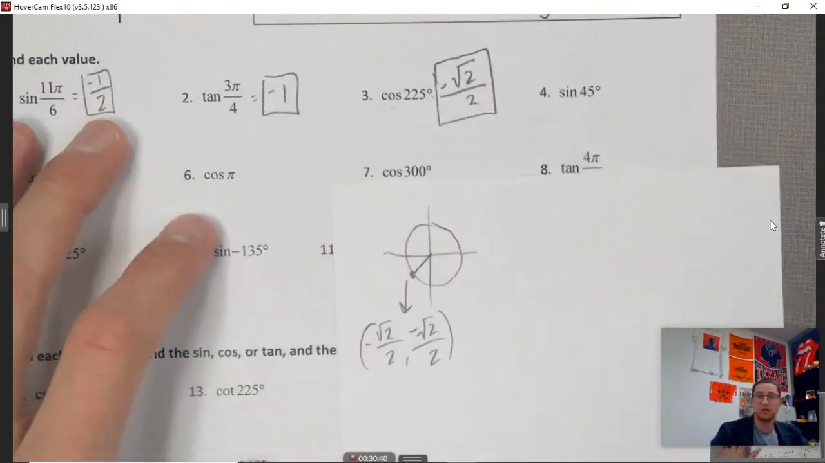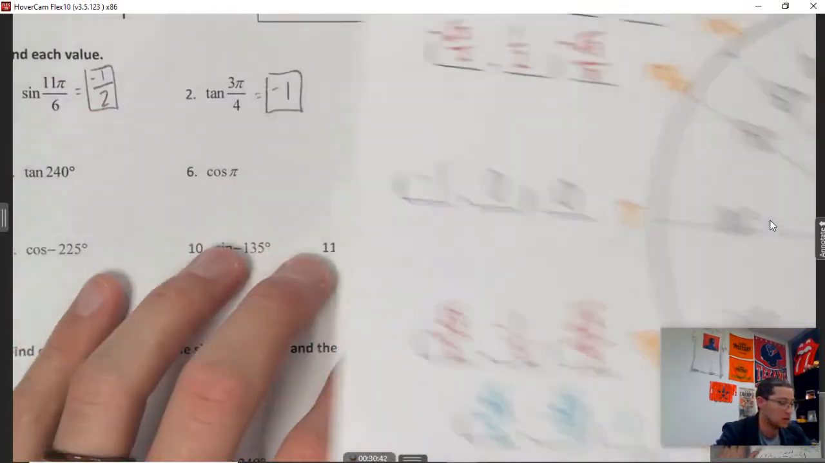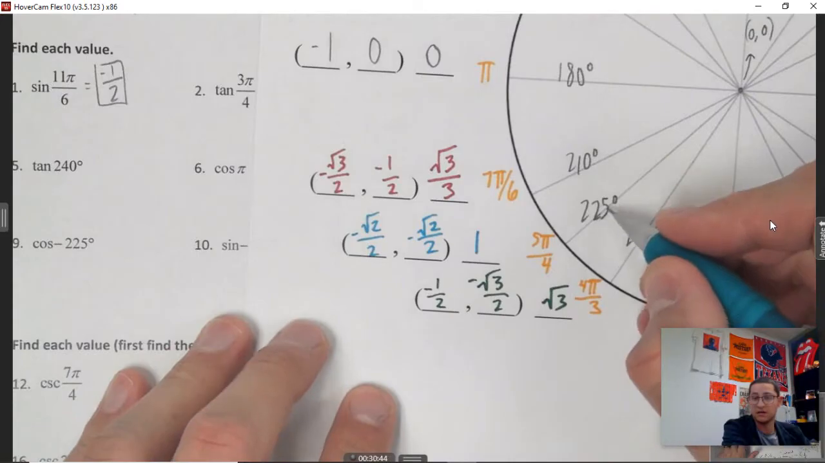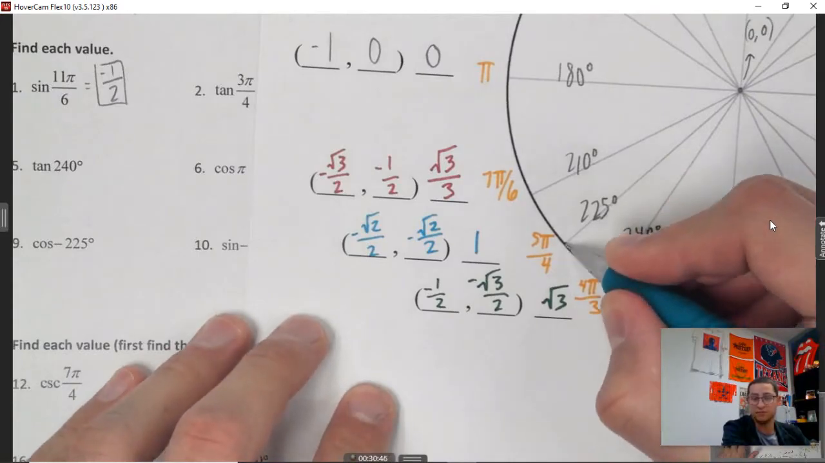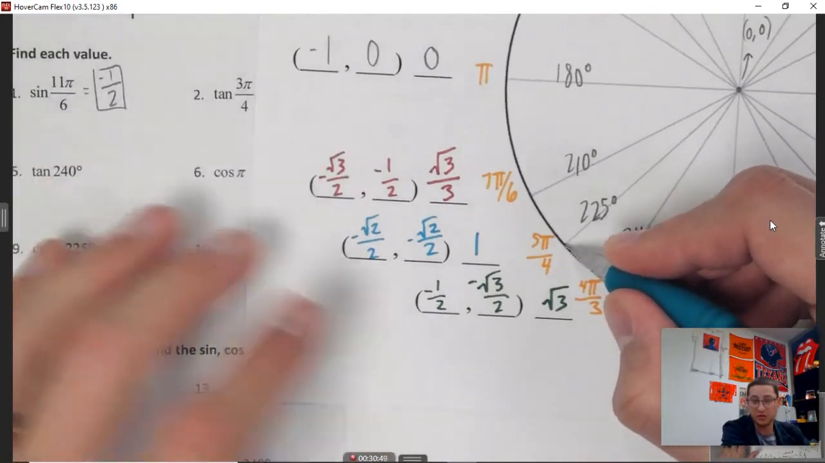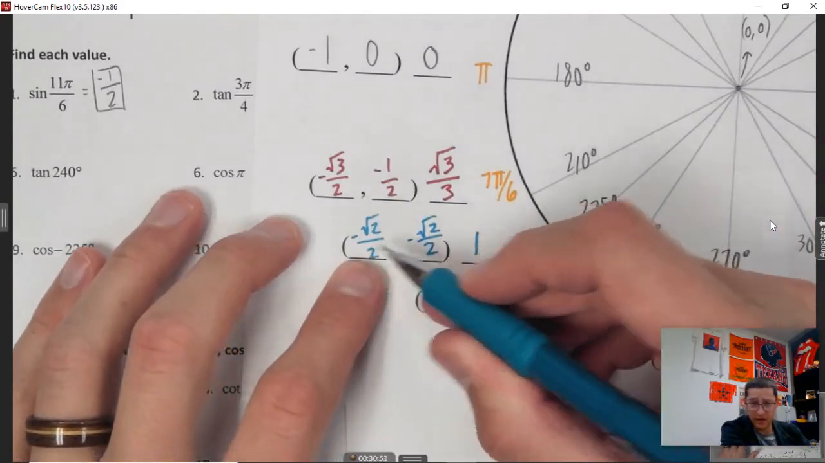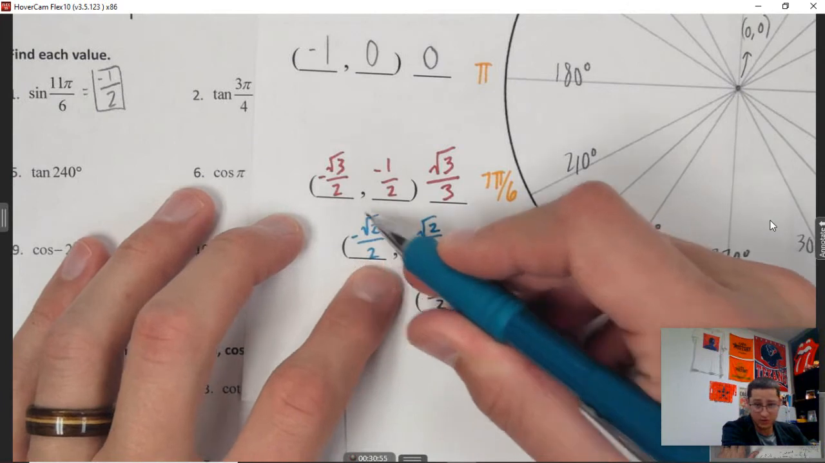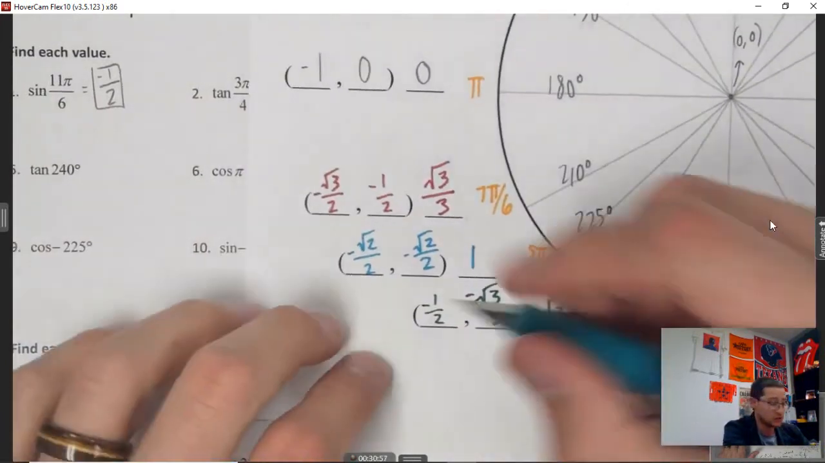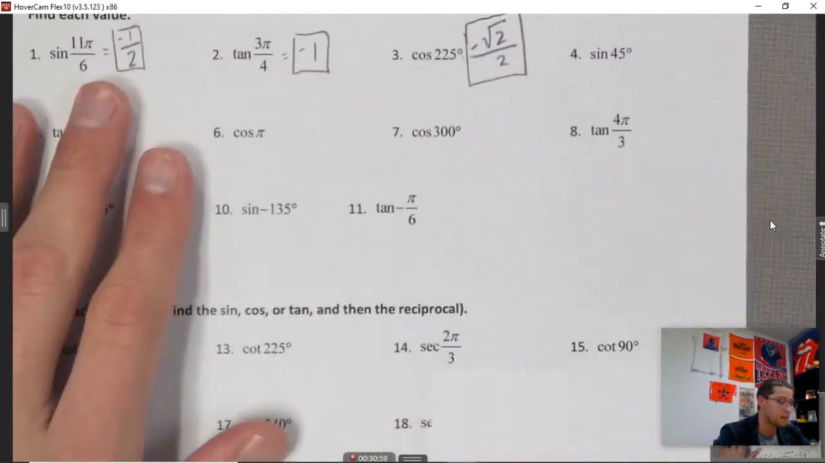Let's confirm it using this right here. It was 225. There's 225. Notice it was in degrees, but it could also be in radians. 225 is here. There it is. Negative, negative. Doesn't matter which one. It's cosine, so it's my x. It's my first one there.